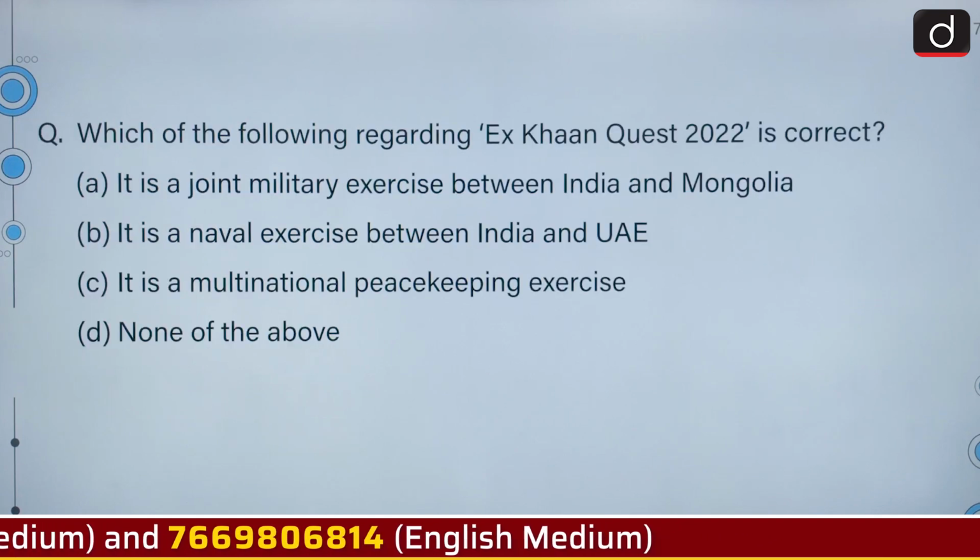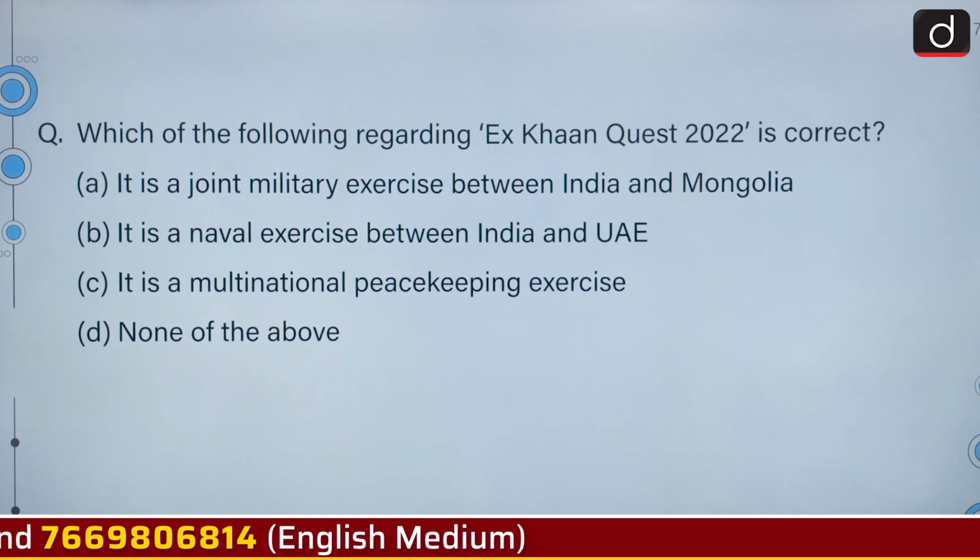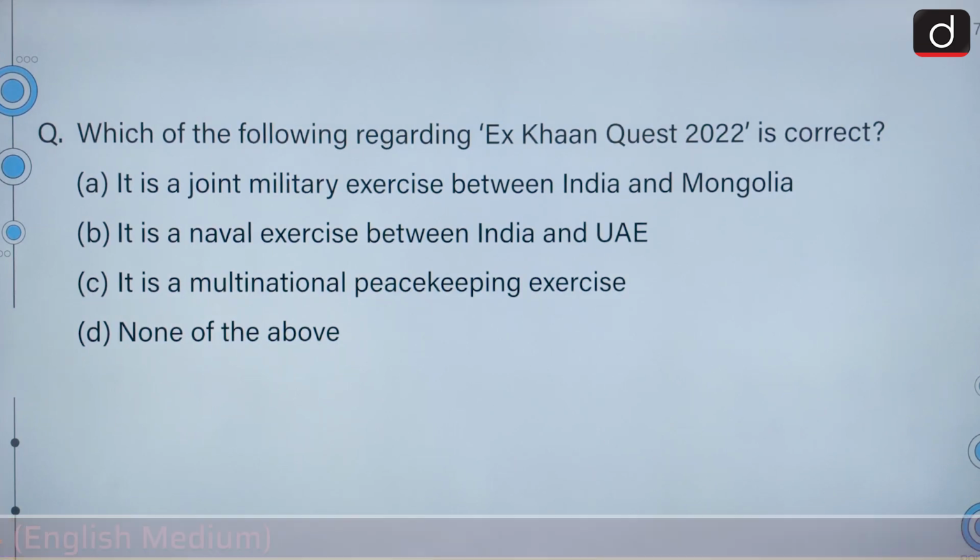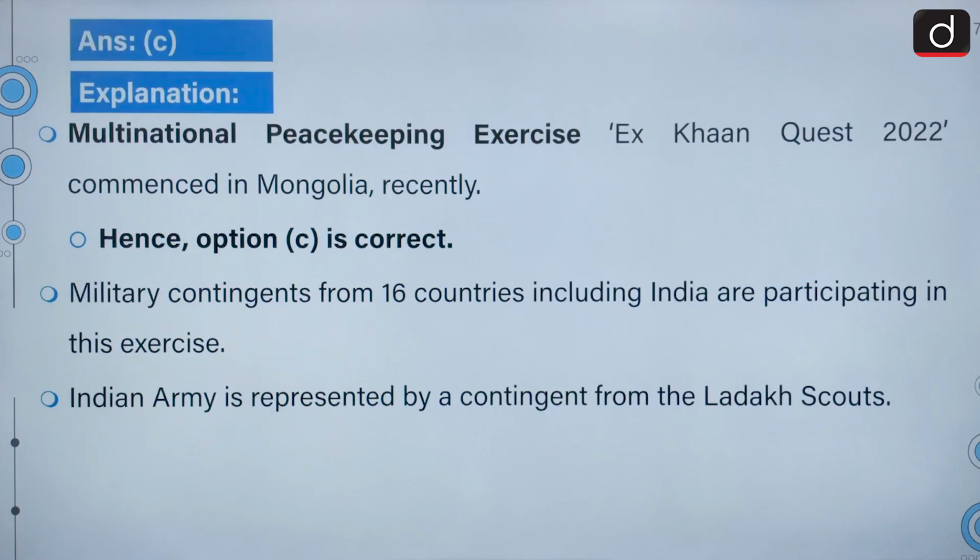Moving on. Which of the following regarding exercise Khaan Quest 2022 is correct? The correct answer is, it is a multinational peacekeeping exercise. C is the correct answer.